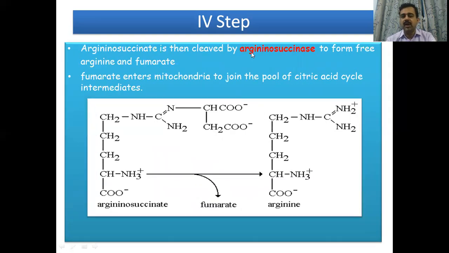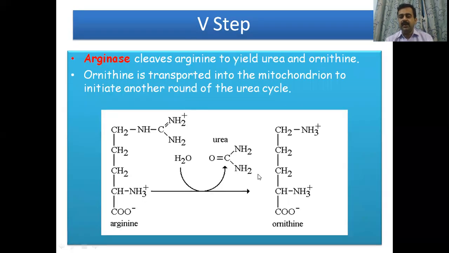Argininosuccinate is then cleaved by the enzyme argininosuccinase to form free arginine and fumarate. Fumarate enters the mitochondria to join the pool of citric acid cycle intermediates. So argininosuccinate has been degraded, and succinate gets converted to fumarate, which is a very basic reaction. We have already seen this part, and arginine has been released. This fumarate which has been generated now gets attached to the citric acid cycle. The arginine which is left behind is cleaved by arginase to yield urea and ornithine.